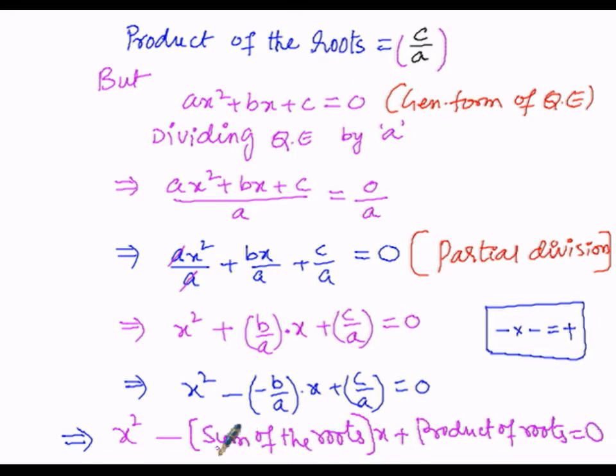So here the sum, the addition of the two roots, one is alpha, the other is beta. So this can also be written as: x square minus the sum of the roots, denoted by alpha plus beta, whereas alpha and beta are the two roots of the quadratic equation, into x plus the product of the roots, alpha into beta, is equal to 0. This is the formula for framing a new quadratic equation when two roots are given.